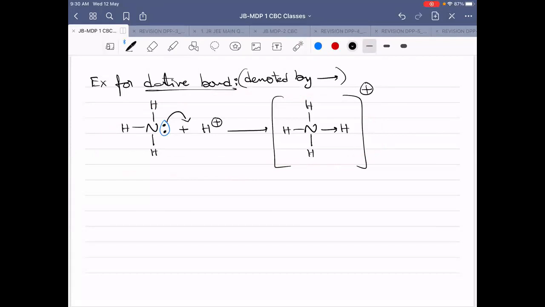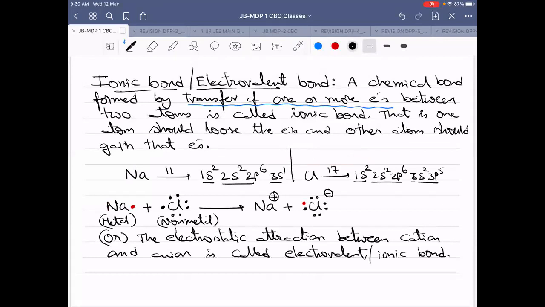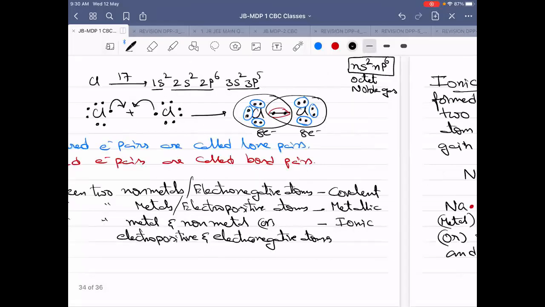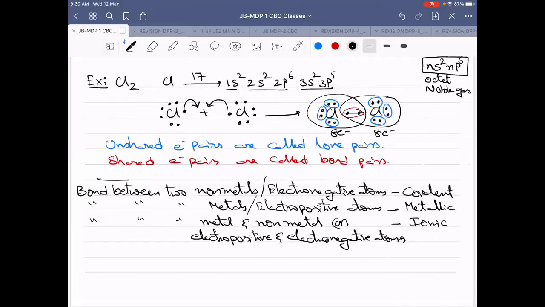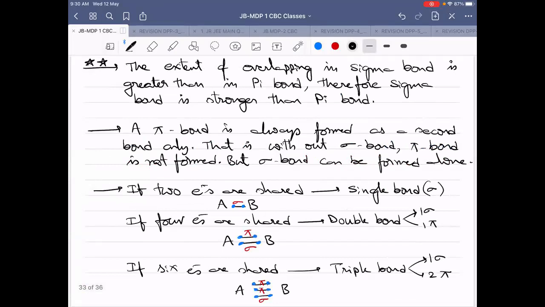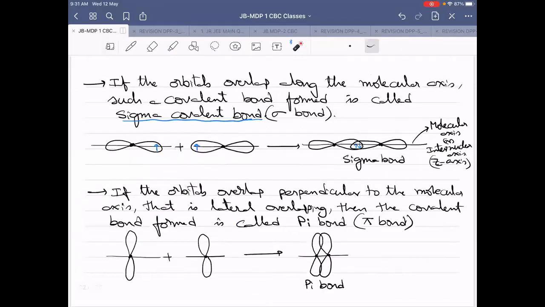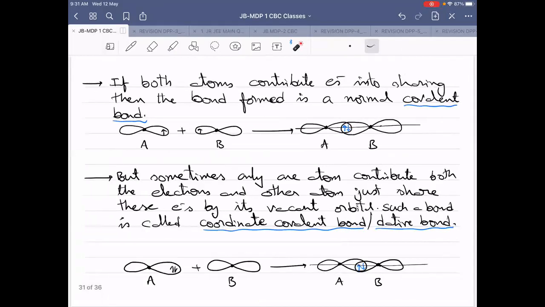Those who have completed can leave. Sir, could you go to the previous page? I have a doubt in that. But sometimes only one atom contributes both the electrons. That is what the coordinate covalent bond is, no? Yes, sir. You are asking about this one. Yes, one second.